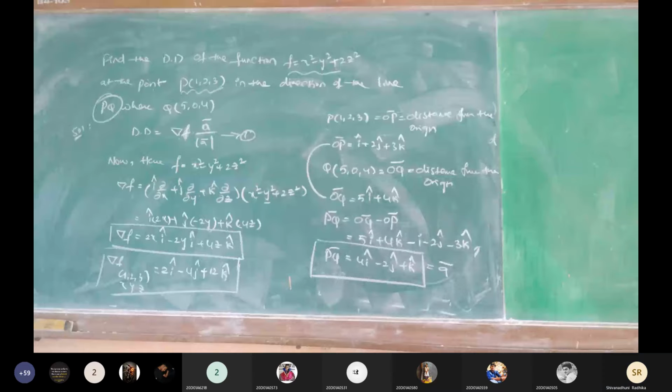Next problem. Find the directional derivative of 1 by r in the direction of r bar equals x i cap plus y j cap plus z k cap at the point 1, 1, 2.